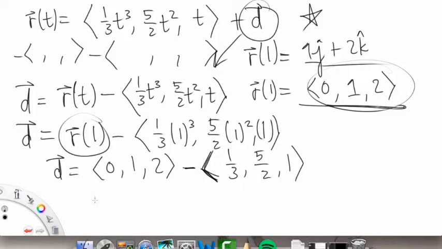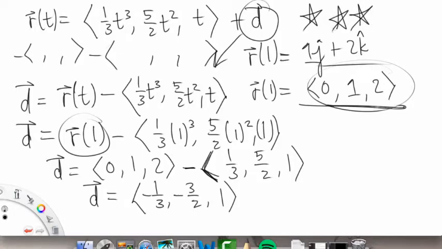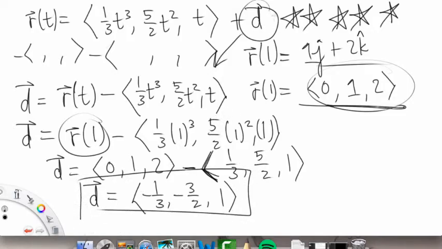So then what we end up getting for our constant vector d is 0 minus 1/3, so that's a minus 1/3, 1 minus 5 over 2, so that's a negative 3/2, and 2 minus 1 is just a 1. So this is what we're going to plug into the top equation, which I just starred again. I'm just going to keep drawing stars for emphasis. So that's basically it, and now we'll just put it all together. We're going to take this d here and plug it in right here, and that gives us our specific solution based on the initial condition.